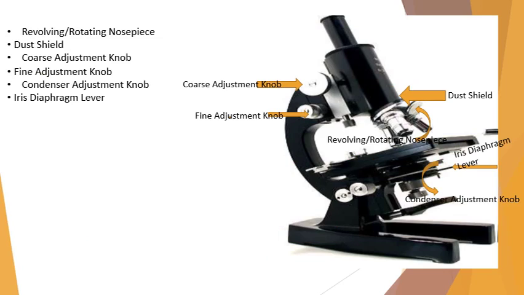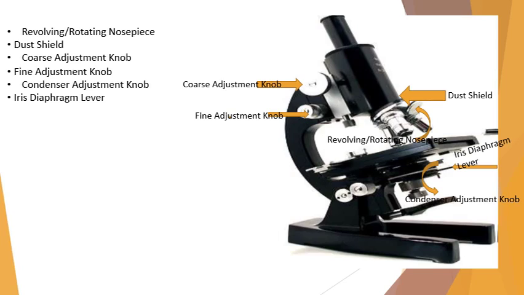Here we have a revolving or rotating nose piece, which is indicated here. These are the structures where we hold the lens or objective. So basically this is a rotating or revolving nose piece, and 3 to 4 lenses we can connect here as an objective. So it is a rotating disc where the objective lenses are attached.